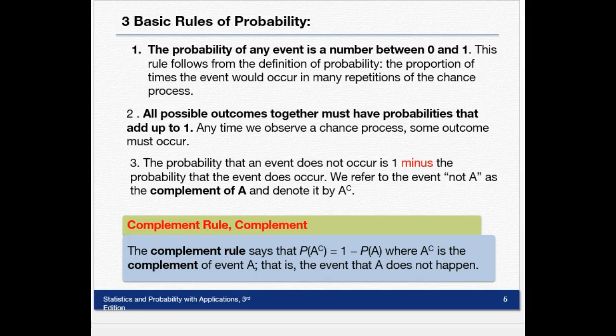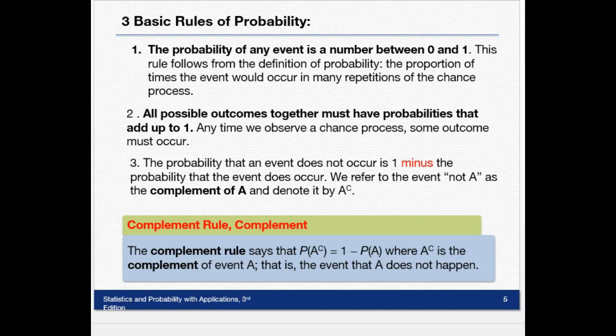Now, some rules of probability that you have to know. Number 1, the probability of any event is a number between 0 and 1. This rule follows from the definition of probability. It's the proportion of the times an event would occur in many repetitions of the chance process. So no probability is ever going to be greater than 1 because 1 is the same as saying it's a 100% chance. Can't be more than 100% chance. So probabilities are between 0 and 1, most likely decimals.